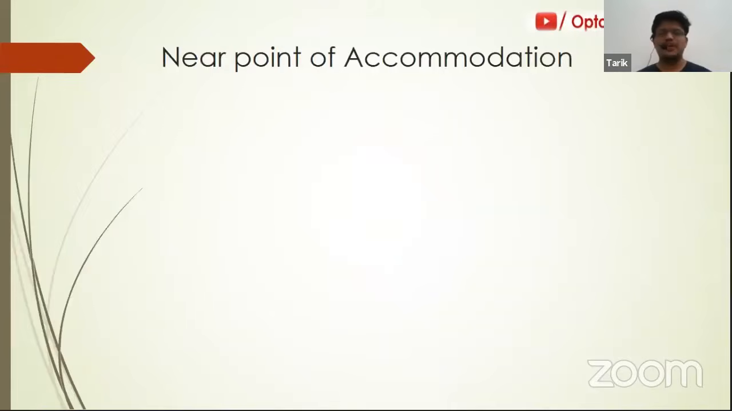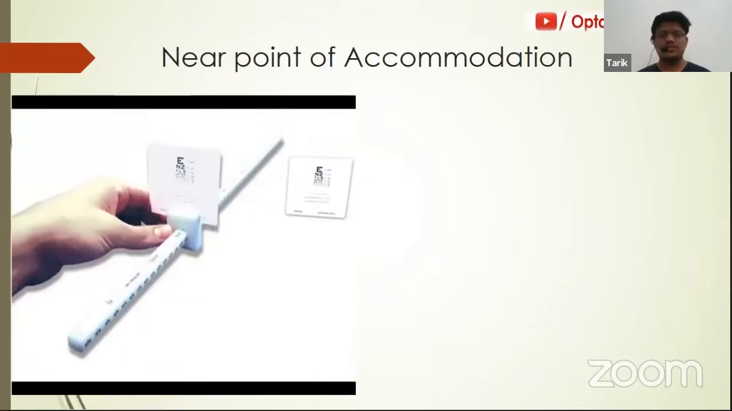The next point is near point of accommodation. Near point of accommodation is very important here, because this gives you a rough idea whether the accommodation is playing well, whether it is in excess or less. How do we do this procedure? Simple. You can use an RAF ruler. You put a near reading chart over it, and you ask the patient to read one line lesser than the best line possible. So if the patient can read N5, you ask him to read N6. If he's reading N6, you ask him to read, sorry, N8.